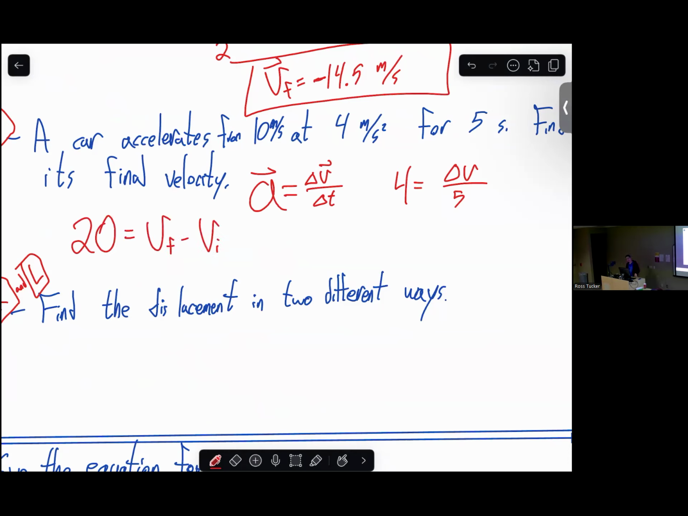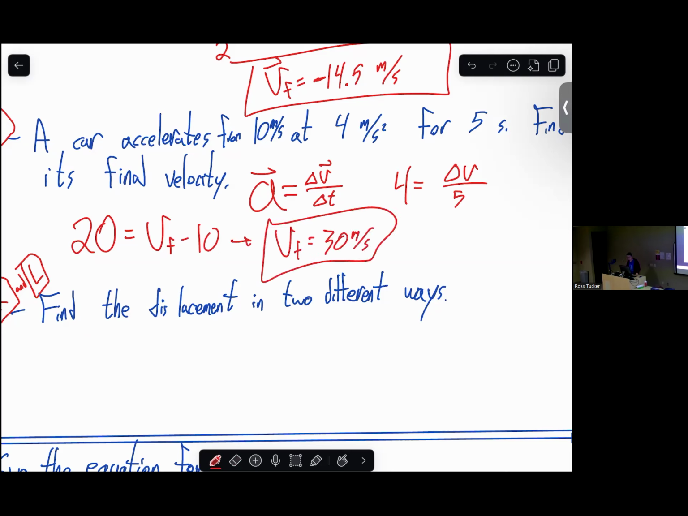Please note, V over T is not A. I don't know of a physics concept that's V over T. It is how velocity changes divided by how time changes. So 20 is not the answer. If I start with an initial velocity of 10 meters per second, ooh, really hard algebra here.